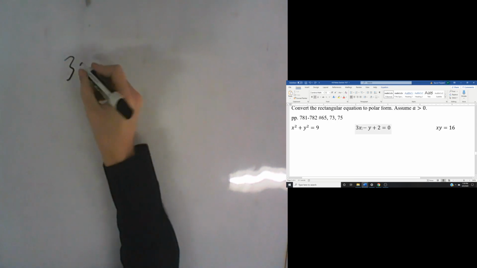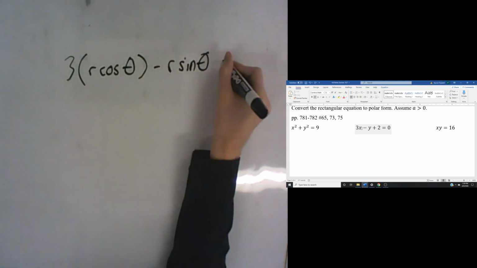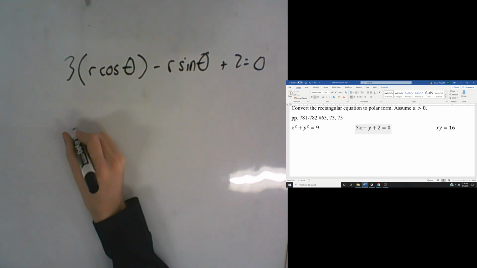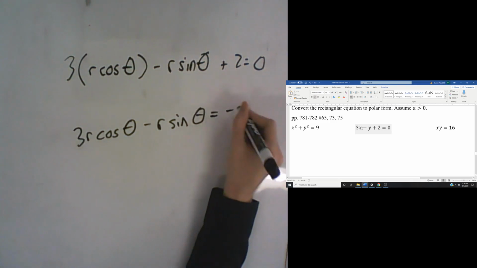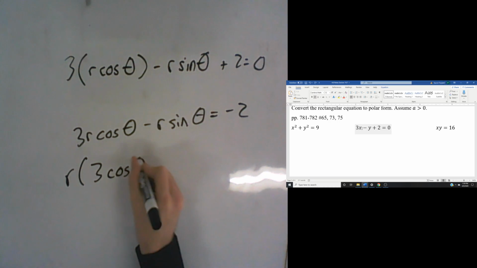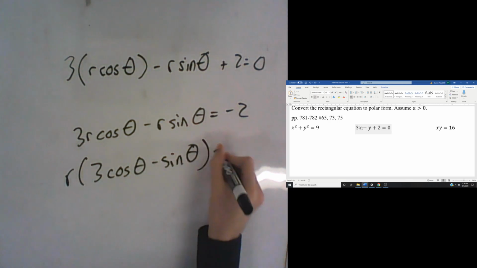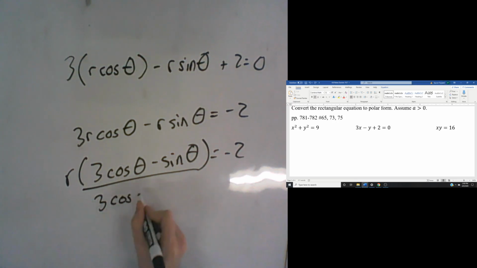Well, you plug it in, so we get 3r cosine theta minus r sine theta plus 2 equals 0. So we get 3r cosine theta minus r sine theta equals negative 2. I'm just simplifying my work. Okay, factor off the r, 3 cosine theta minus sine theta. I'm wondering if there's actually an easier formula, so we're going to check, because it is always worth checking if there is an easier way of writing this. Oh, no, there is no easier way. So we get this. We want to get the r by itself, so we divide both sides by this.